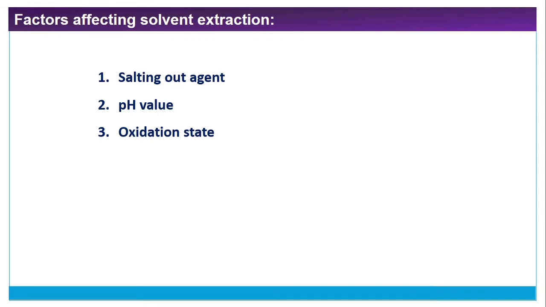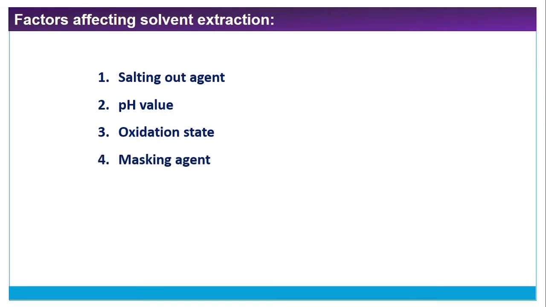The third factor is the oxidation state. The selectivity of extraction may sometimes be increased or decreased by modifying the oxidation state of the metal. For example, the extraction of iron from its chloride solution can be prevented by reducing it from ferric to ferrous state. So if you change the oxidation state of the metals, then we can increase or decrease the percentage of extraction or efficiency of extraction.